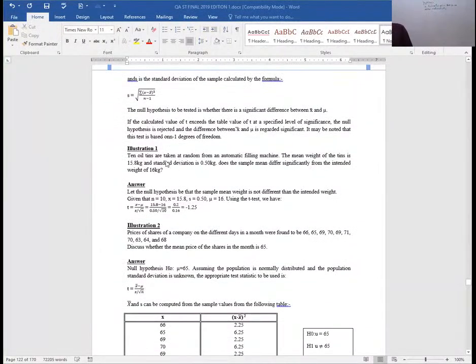We could start with illustration number 1 here. Illustration number 1, we are told 10 oil tins are taken at random from an automatic filling machine. The mean weight of the tins is 15.8 kilograms and the standard deviation is 0.5 kilograms. Does the sample mean differ significantly from the intended weight of 16 kilograms?